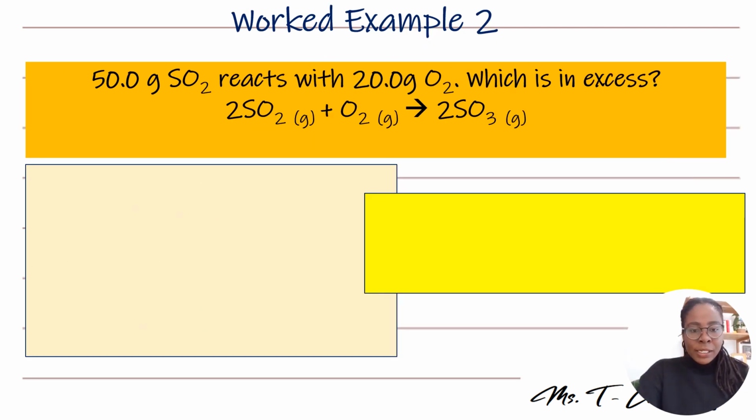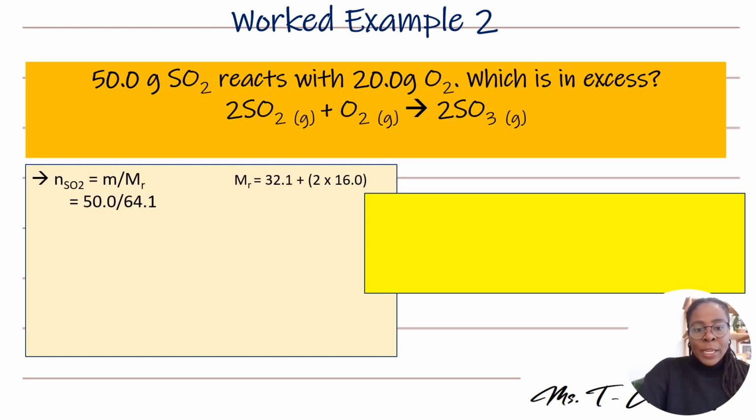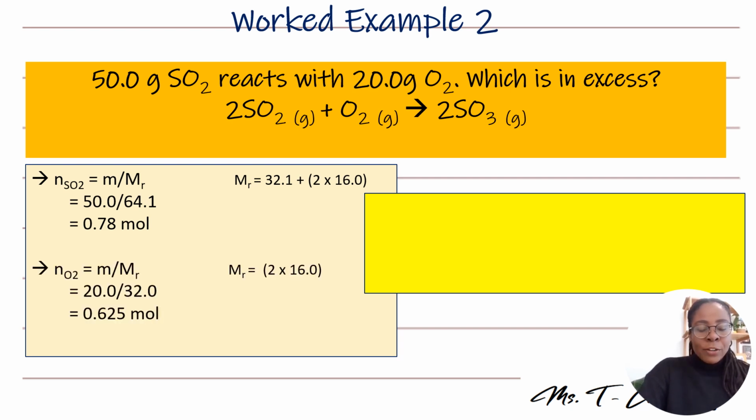So for our next worked example, 50.0 grams of SO2 reacts with 20.0 grams of O2, which is in excess. And we're given the balanced symbol equation. Again, first step, when in doubt, calculate the moles, and we're given masses, so we're going to use moles equals mass over MR. For SO2, that gives us 0.78 moles, and for O2, that gives us 0.625 moles.